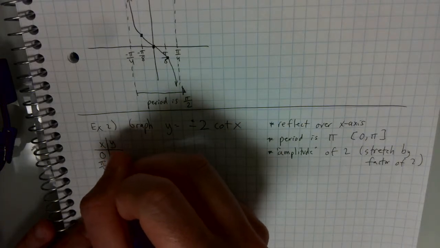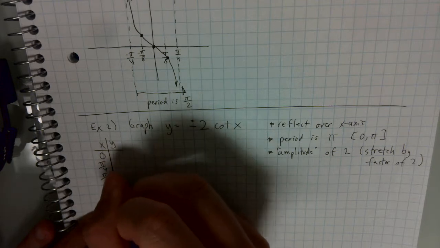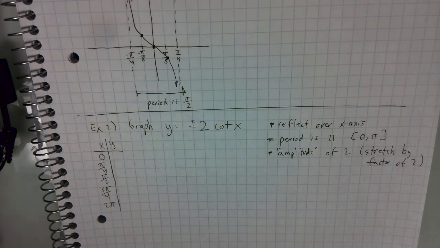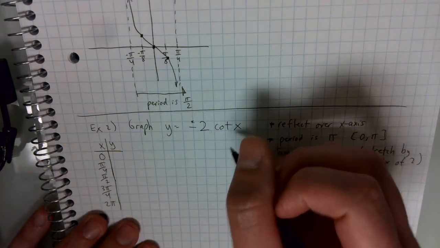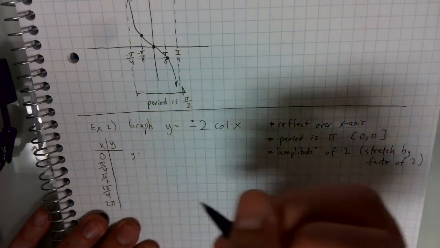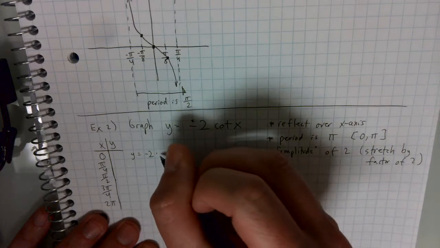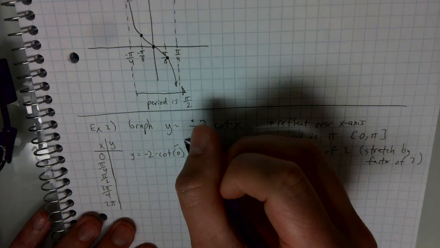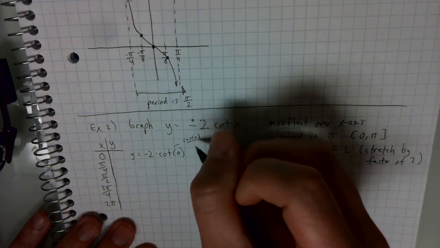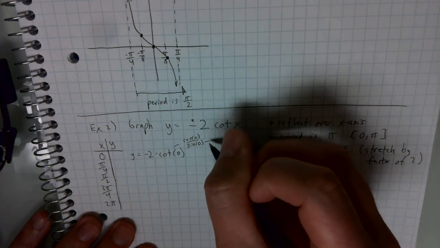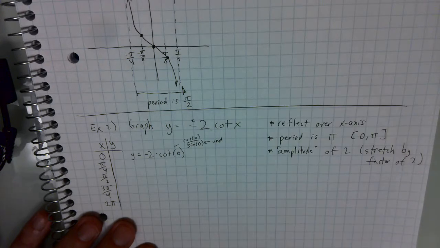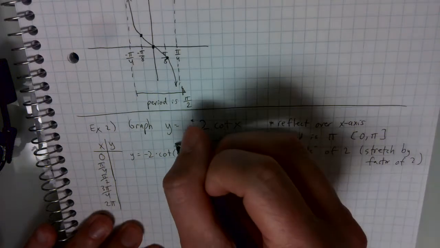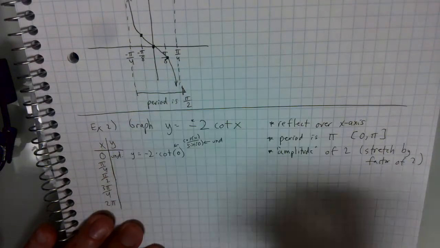So we did 0, pi over 4, pi over 2, 3 pi over 4, and pi. And so what we get is when we plug in 0, we're going to get y equals -2 times the cotangent of 0. But remember, cotangent is the cosine of 0 over the sine of 0. And that's no good because that's going to make this undefined, right? We can't have sine of 0, which is 0, in the denominator. We can't have that happen. So this will be undefined.